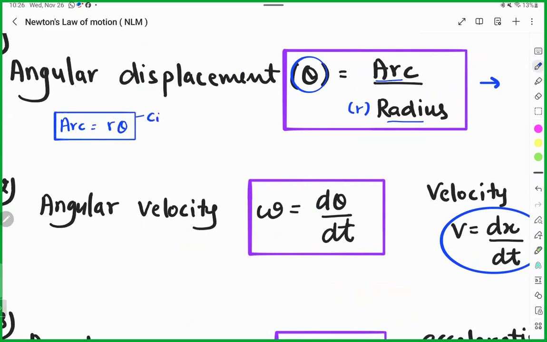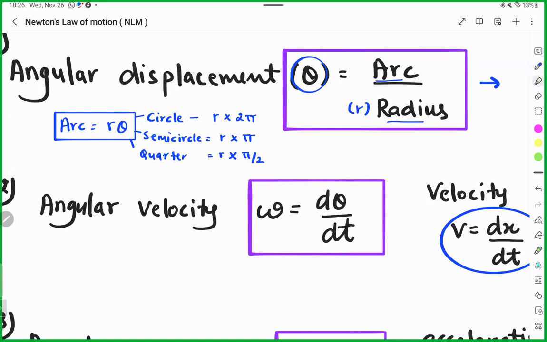In case of circle, this arc value will be 2 pi r, and in circle theta value is 2 pi. In semicircle, r value is fixed and arc, what will be the angle? Only pi. In one quarter of circle, r value is same, and because you are covering 90 degrees, so pi by 2.